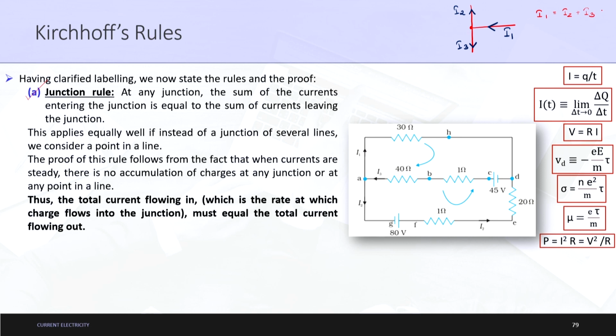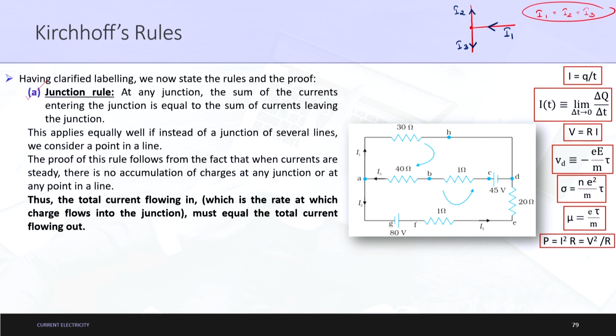So very easy rule. As the number of wires increases, you just need to equate the total of the currents which are going in to the total of the currents which are going out. Okay. This applies equally well if instead of a junction of several lines we consider a point in a line. So we are understanding this as a point. The proof of this rule follows from the fact that when currents are steady, there is no accumulation of charges at any junction or at any point of the line. So basically charge is conserved, it cannot be stored at any point, it has to keep moving. That is why we can understand this rule, and hence this rule is proved.